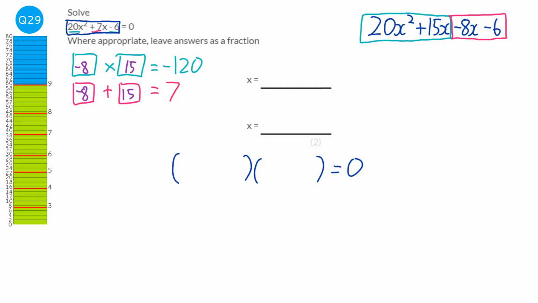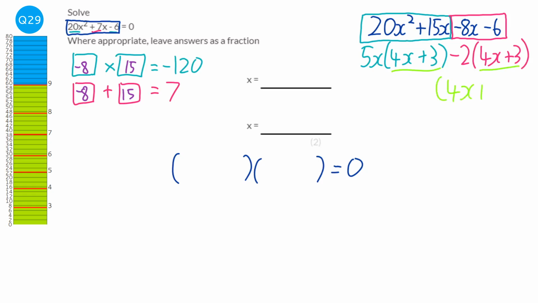So this is going to be 5x, we can divide out both of those, so that will be 4x plus 3. And the negative needs to be on the outside, so we've got a minus there, and 8 and 6 will be minus 2, so that will be 4x plus 3, because minus 2 plus 3 is minus 6. The repeating bracket is going to be our second bracket, so 4x plus 3, and the bit on the outside, 5x minus 2, will be our first bracket, so 5x take away 2 will be our first bracket.